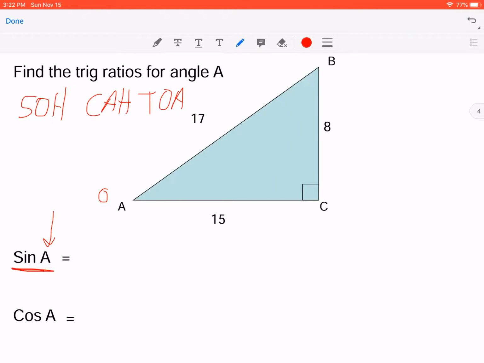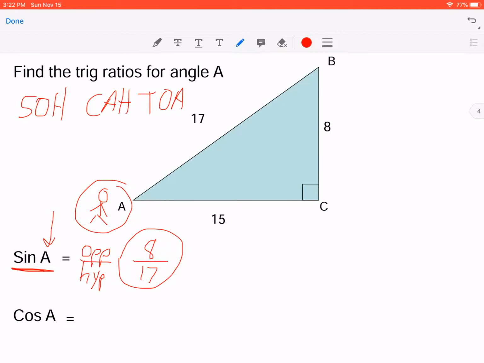So if I'm standing here, then opposite over hypotenuse. Well, if I'm standing at A, who is opposite me? What's the side farthest away from me? That would be the 8. What side is the hypotenuse? That would be 17. That's it. That's all you got to do. It's not asking you the angle measure. It's just asking you what's the ratio.